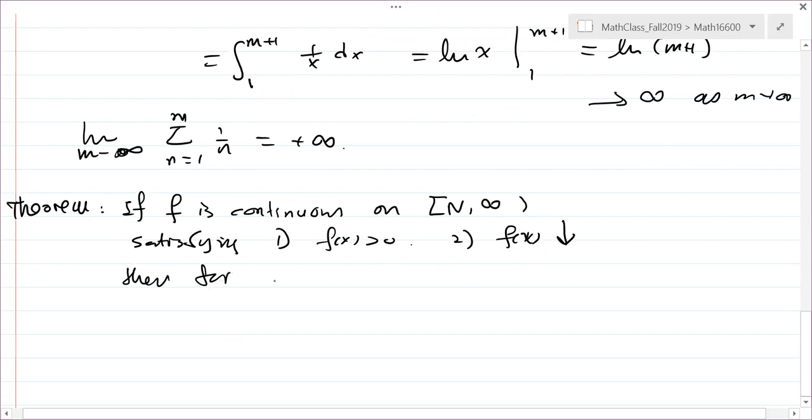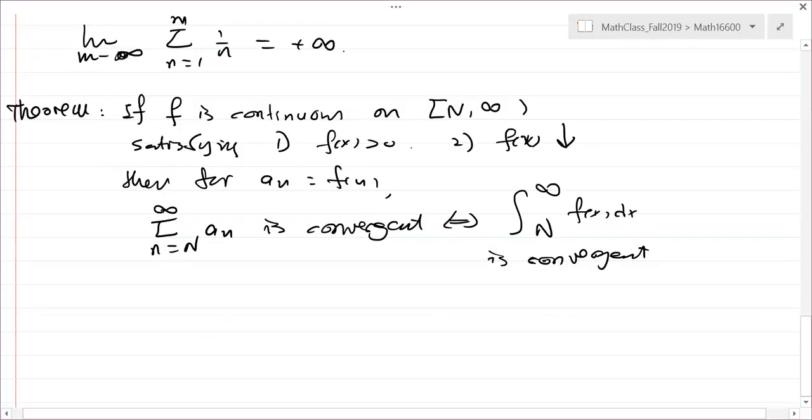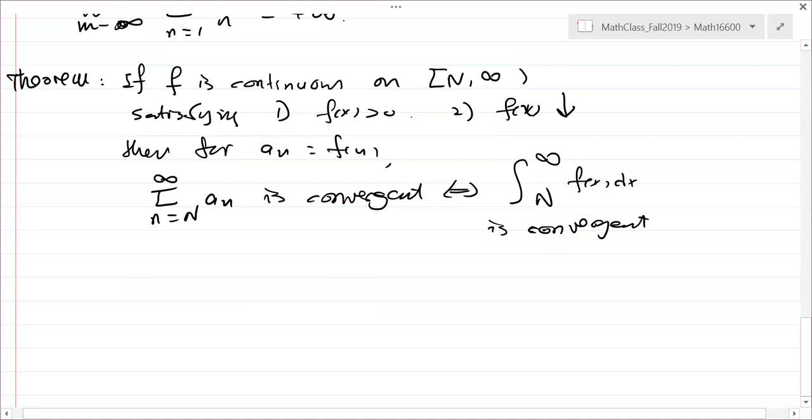Then for a_n equals f of n, this convergence is equivalent to the convergence of the integral. The series converges if and only if the integral from N to infinity of f of x converges. So there's no difference between those two, but you can also get an estimate. Why this is true, more precisely, you have the following.